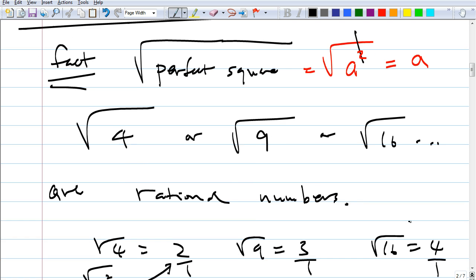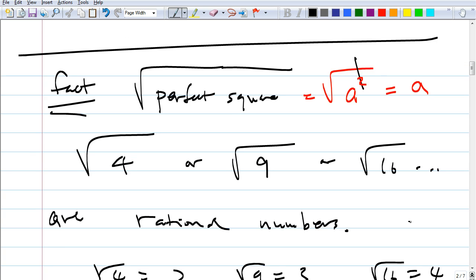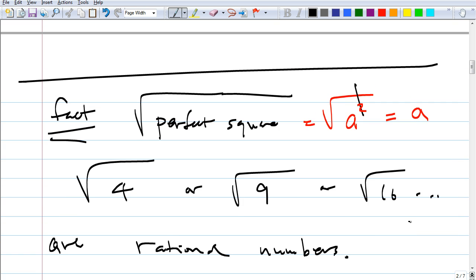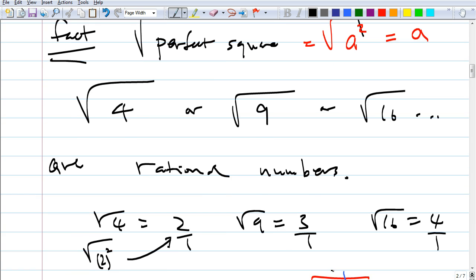So let's move on. By the way, are these, the square root of a perfect square, rational numbers? I said these are rational numbers. Why are they rational numbers when you have a square root of a perfect square? Yes, that could be written as a fraction. Isn't that right, guys? So for example, if I have square root of 4, that's 2 over 1, right? Square root of 9 is 3 over 1. Square root of 16 is 4 over 1, and so forth.